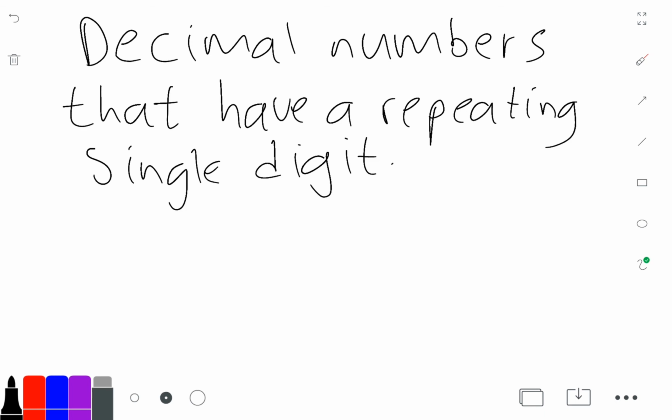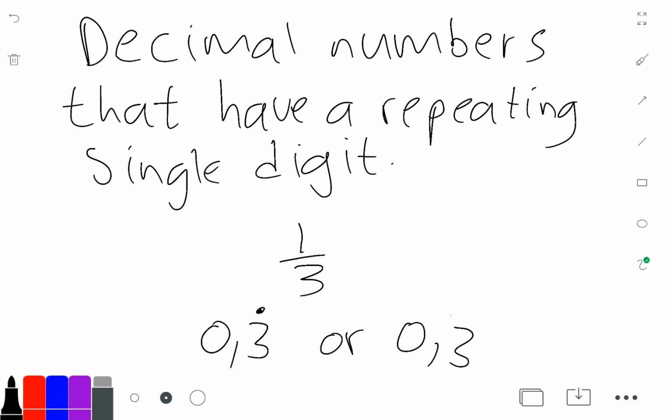Another type of decimal number are decimal numbers that have a repeating single digit. For example, the fraction 1 over 3 can be written as 0,3 with a dot on top, or 0,3 with a bar. The dot and the bar notation mean the same thing. You can use either, and both represent recurring threes.